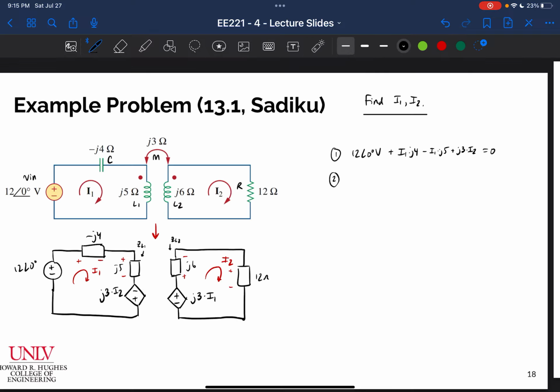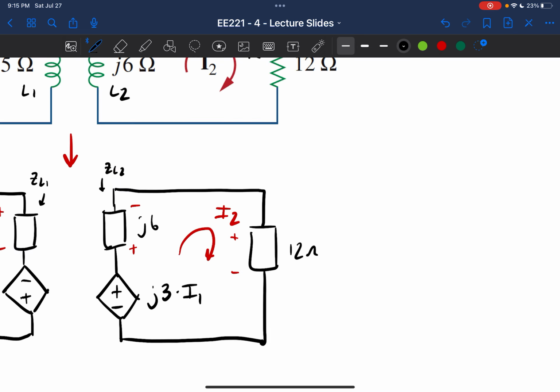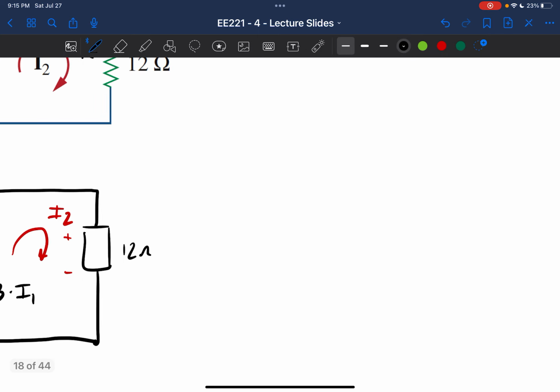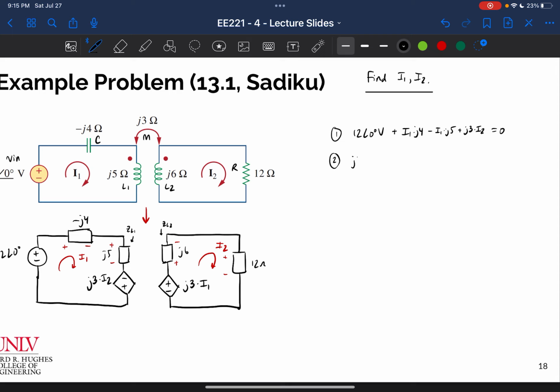Now we can write a KVL loop for the second. Let's start here and just go this way. So I'm going from minus to plus across a voltage source, so I'm going up in voltage. So I'm going to write plus J3 times I1.